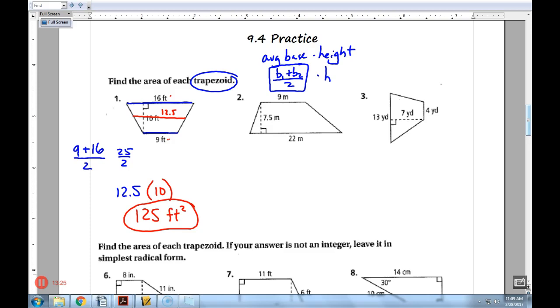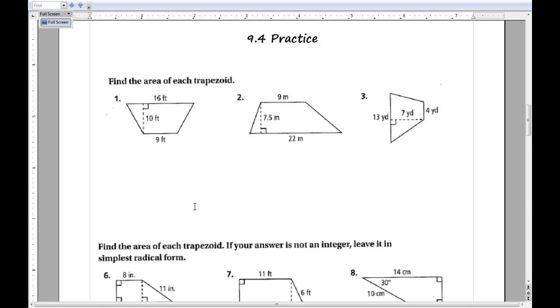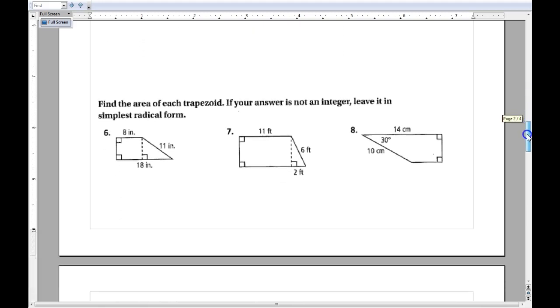So I'm going to let you fight with number 2 and number 3 for practice, and you can use number 1 as an example. Let's go down, find the area of these trapezoids.